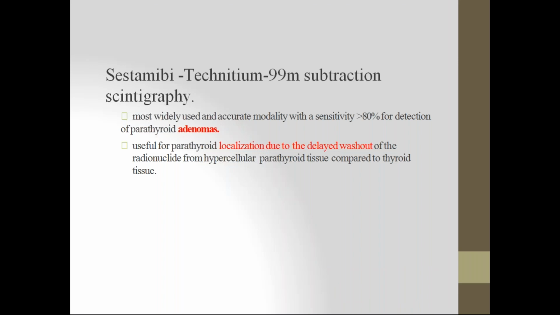Sestamibi may be technetium 99 scan. It is the most widely used, accurate modality with sensitivity of greater than 80% for detection of parathyroid adenoma. So it has more than 80% sensitivity. It is useful for parathyroid localization due to delayed washout of radionuclide from hypercellular parathyroid tissue compared to thyroid tissue. So it is very much useful for parathyroid localization.